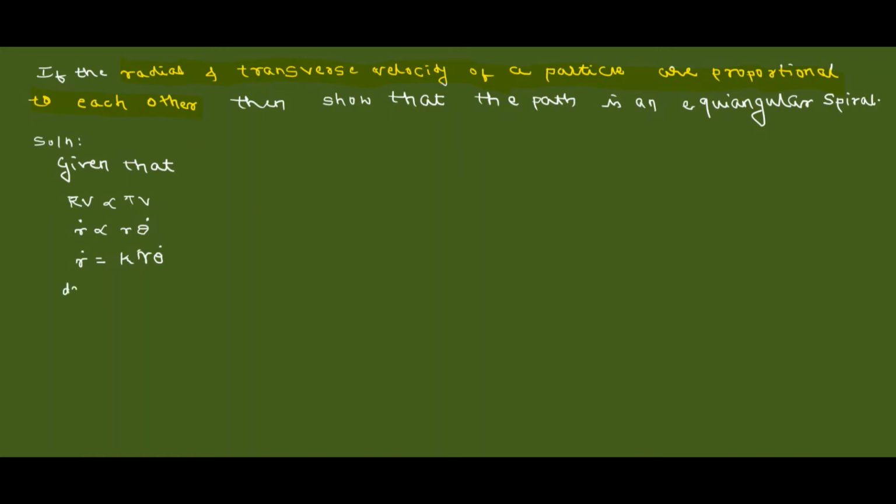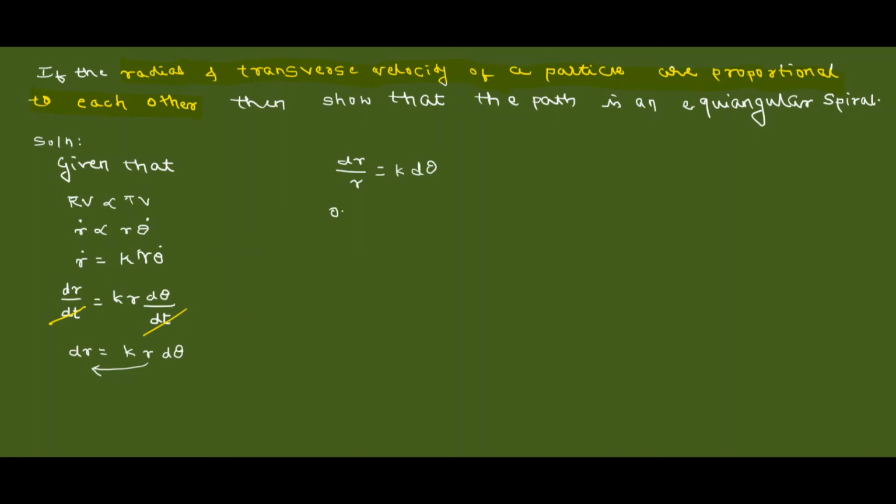Okay, now what is r dot? r dot is nothing but dr divided by dt. k as it is, r as it is, theta dot is d theta divided by dt. On both sides dt gets cancelled. So we are left with dr is equal to kr into d theta. Now separating the variables, transpose this r to the left hand side. What we get? dr divided by r is equal to k into d theta.